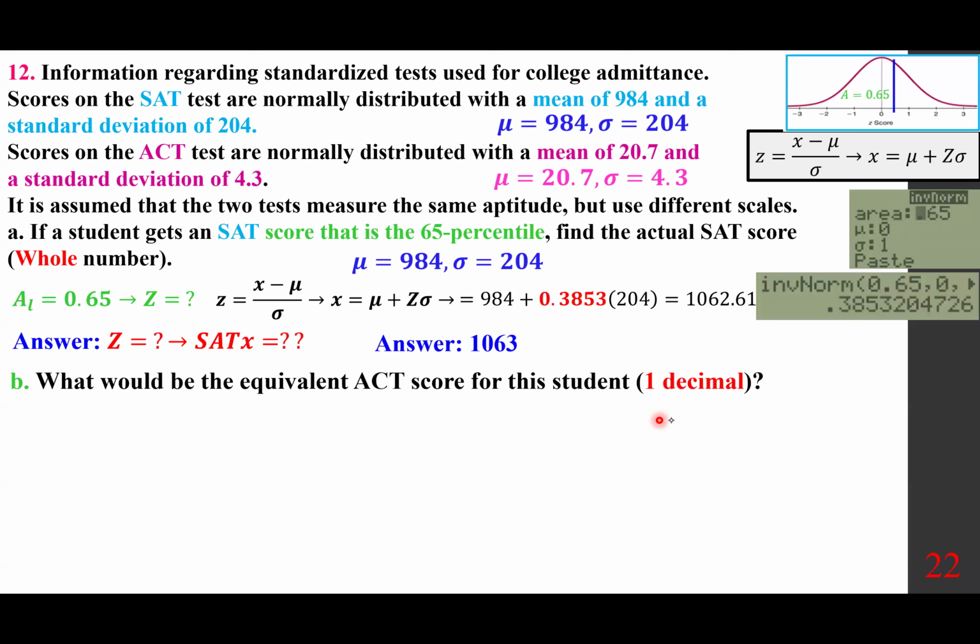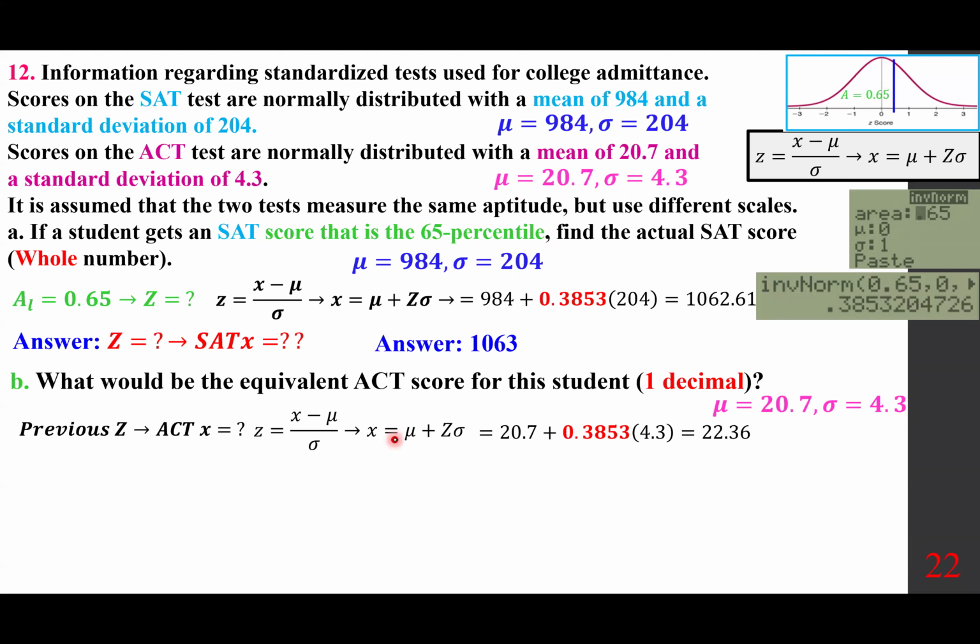What would be the equivalent ACT score? Well, we use exactly this one. We have the same z, and now we want to get to x, but this time we're going to use mu equals 20.7 and sigma equals 4.3. We are going to plug in here, and it's 22.4.